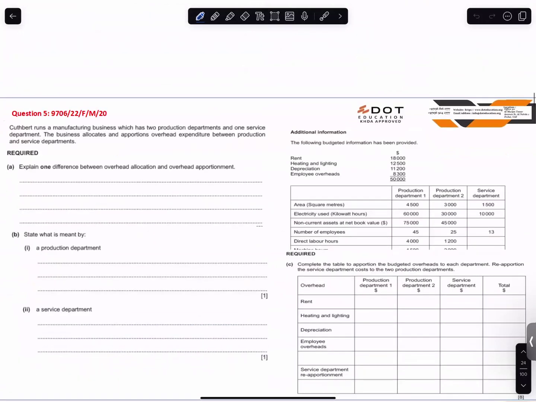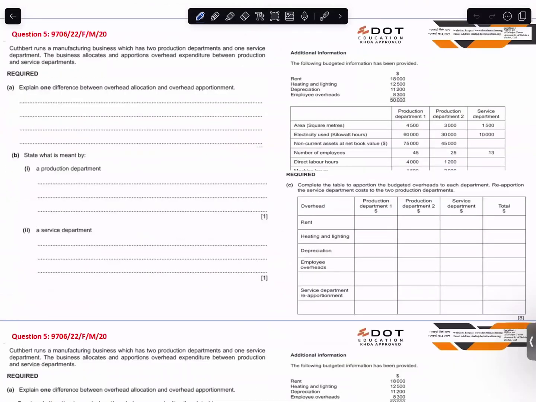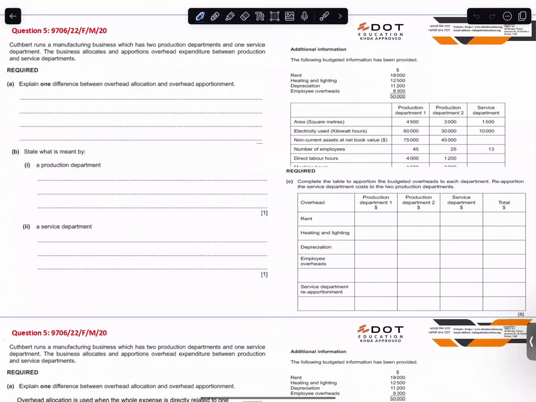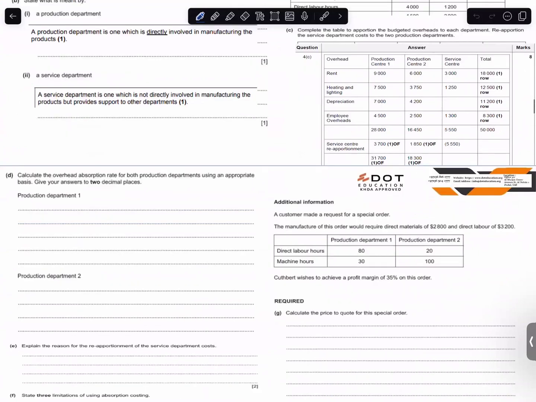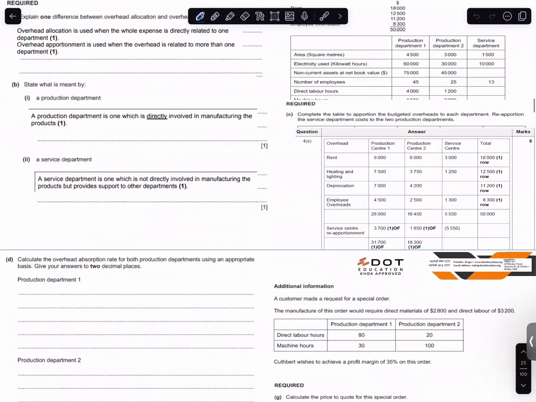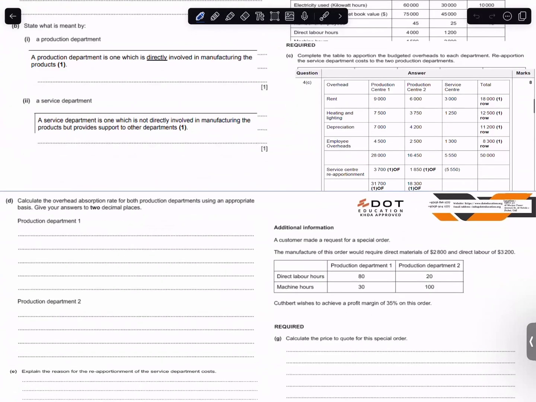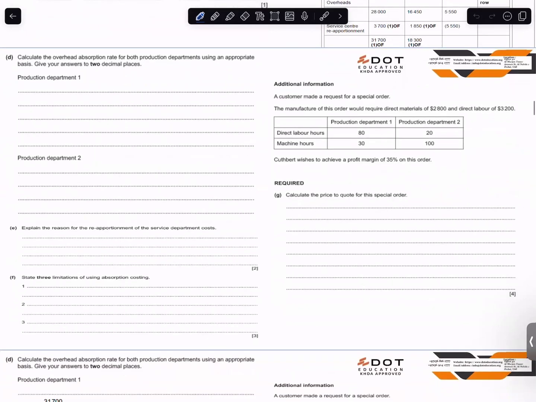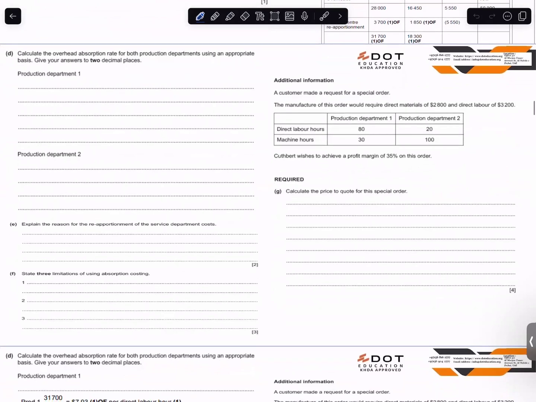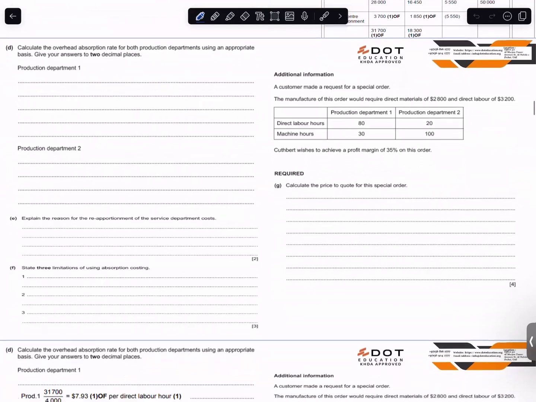Difference between allocation and apportionment. Allocation is when the expenses relate to only one department, and apportionment is when the expenses relate to more than one department. What do you mean by a production department? Production department is where the product is directly produced. Service department? It helps the production department to produce the product. Okay. Reasons for reapportionment of service department costs. Reapportionment happens because the service department does not have any product to sell, so they reapportion the cost on a suitable basis to recover the costs.